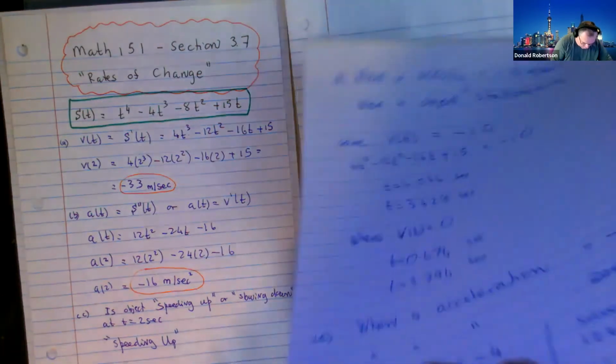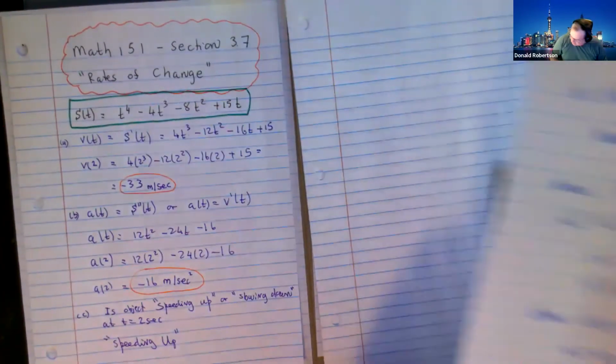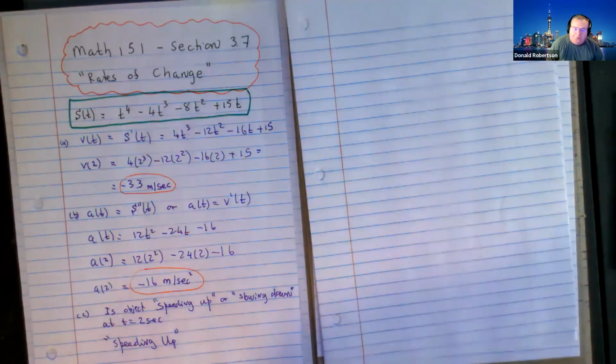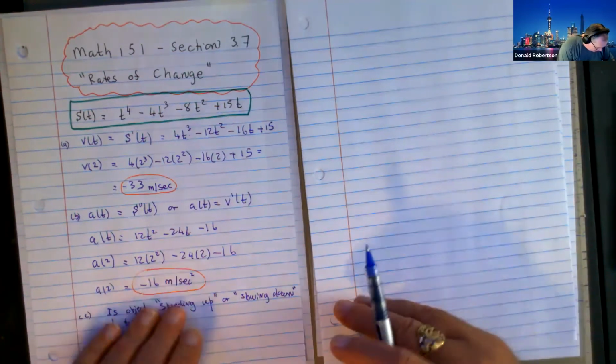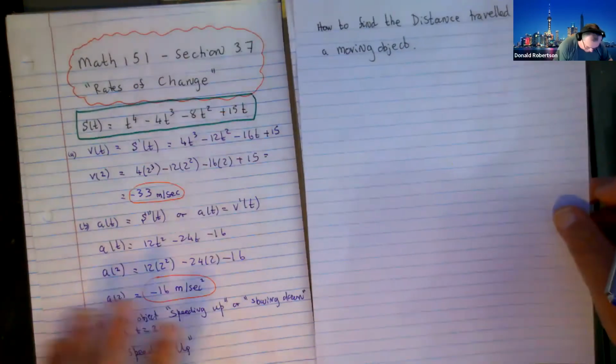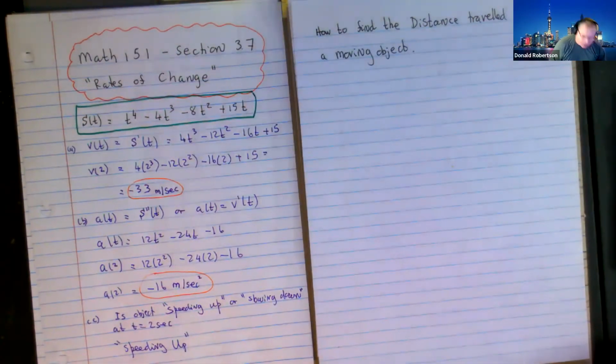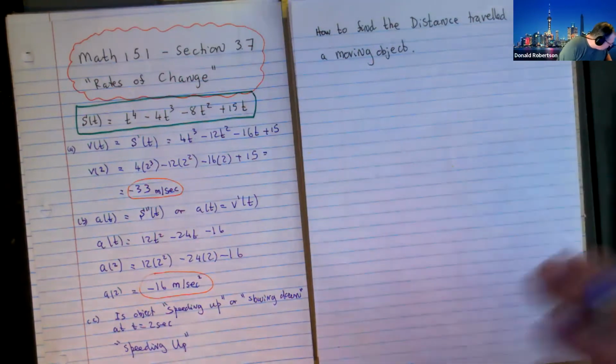So what is the only situation that I haven't covered? And it sounds like it's the easiest one, and it's actually the hardest. We are going to look at, how do you find the distance traveled by a moving object? Now you might think, oh, that's easy. Well, it's not. I have a question set up.